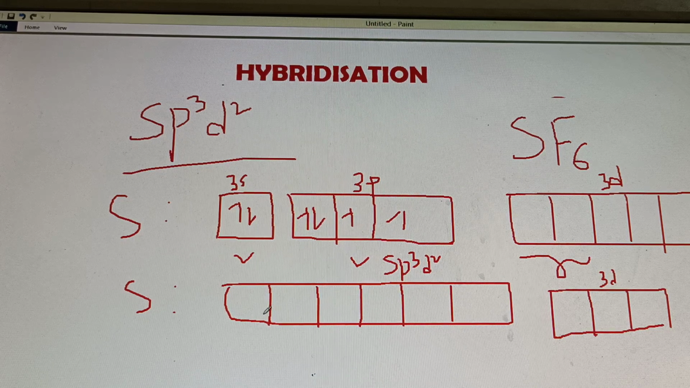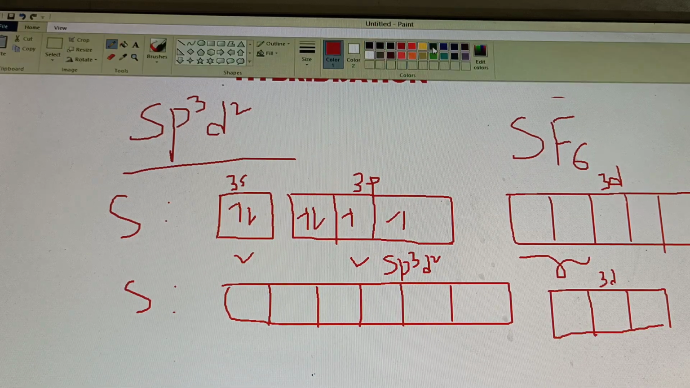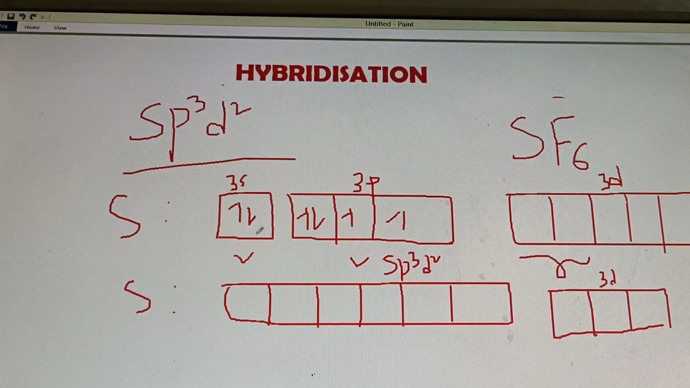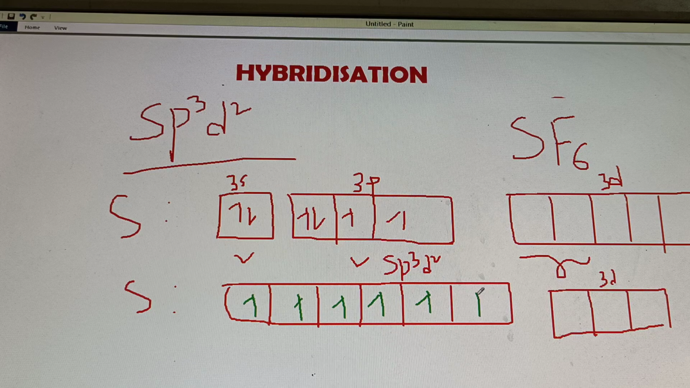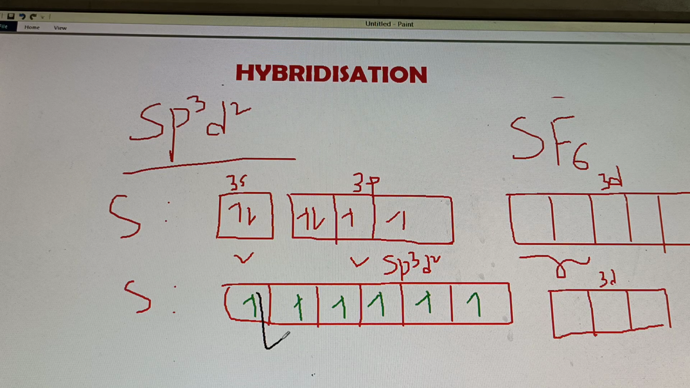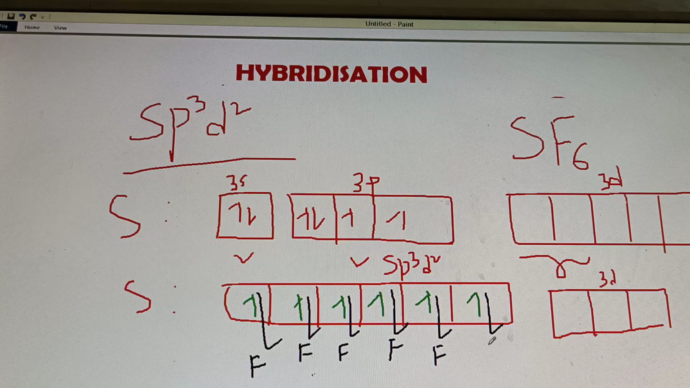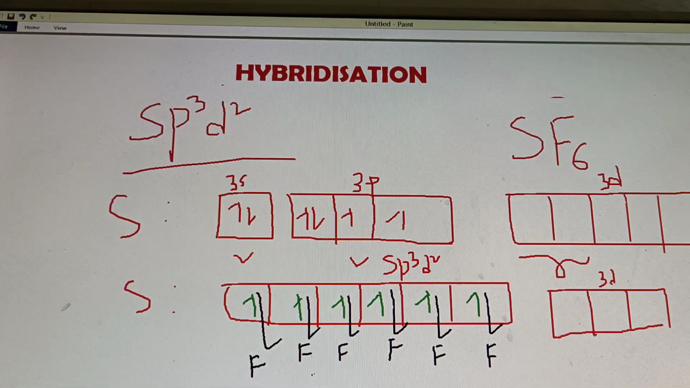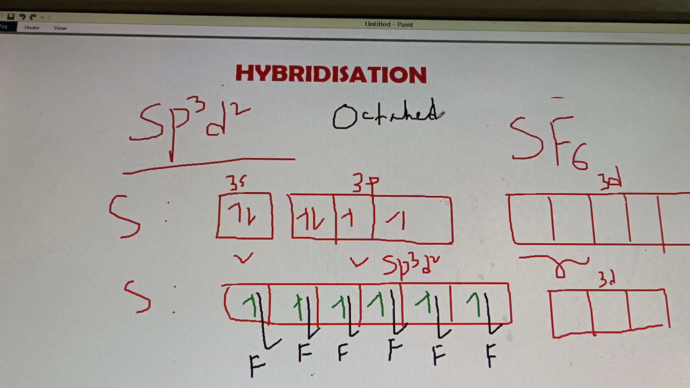So how many electrons are there before hybridization? Six. So the six electrons present in the sp3d2 orbitals will be paired up by the fluorine atoms. So what is the geometry? The geometry is octahedral.